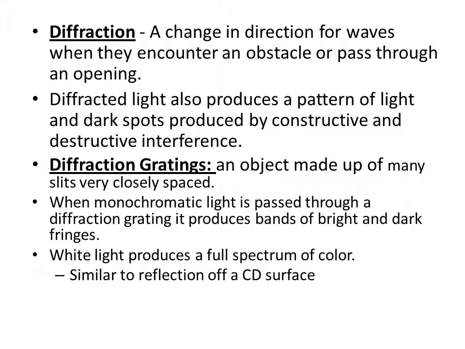Diffraction is a change in direction, or the bending, of light waves as the waves go around an obstacle or through tiny openings. Diffracted light can also produce an interference pattern of bright and dark bands. Diffraction gratings are devices made up of many tiny slits spaced very closely together, and when monochromatic light is passed through a diffraction grating, it produces an interference pattern of bands of bright and dark fringes. When white light is passed through a diffraction grating, it produces a full spectrum of color, very similar to what you might see in a reflection off a CD surface.